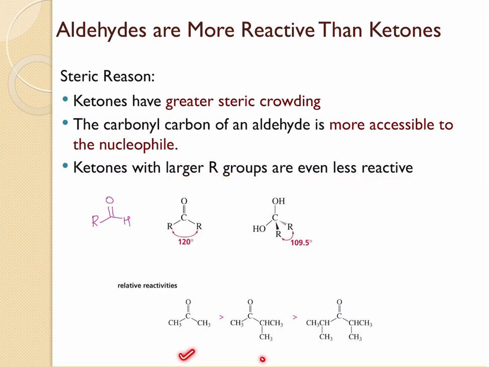So here we have three ketones and they vary in their bulkiness of the R groups. So here you have more bulky R groups. With the presence of more bulky R groups, you can see that the reactivity towards the nucleophile has decreased. While this is more reactive, this one is less reactive.